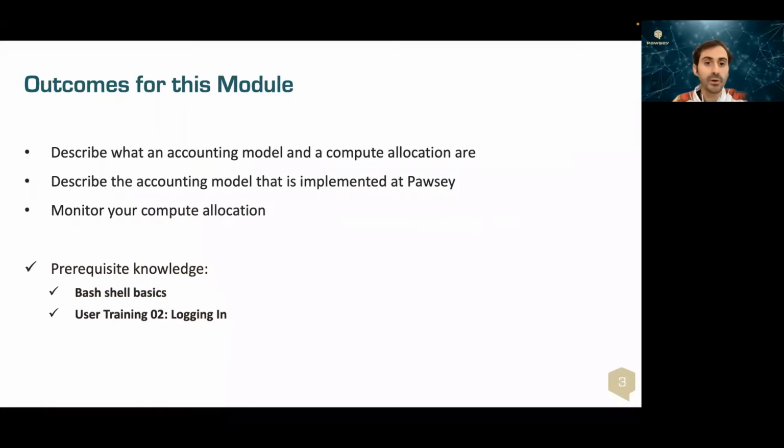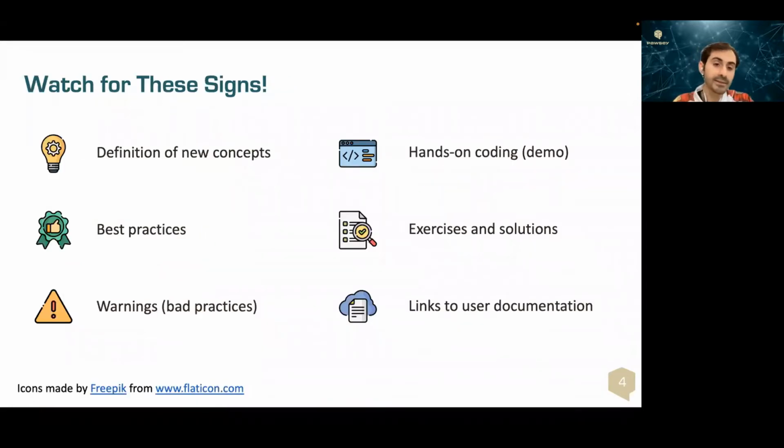Among the outcomes for this module are the meaning of what an accounting model is and how it is implemented at Pawsey, and what compute allocations are and why we use them. And we're also going to practice how to monitor the compute allocation which has been assigned to your project. Watch out for the signs during the session. They highlight key callouts for the module.